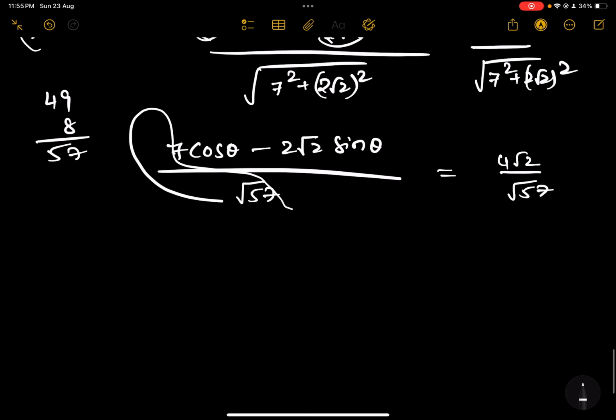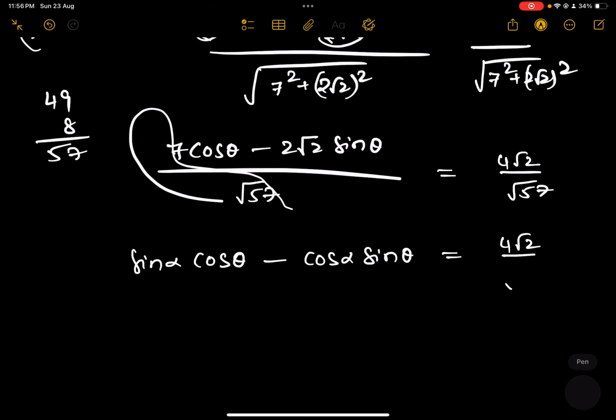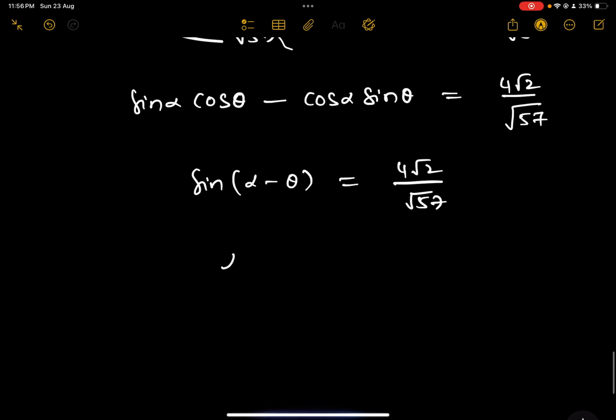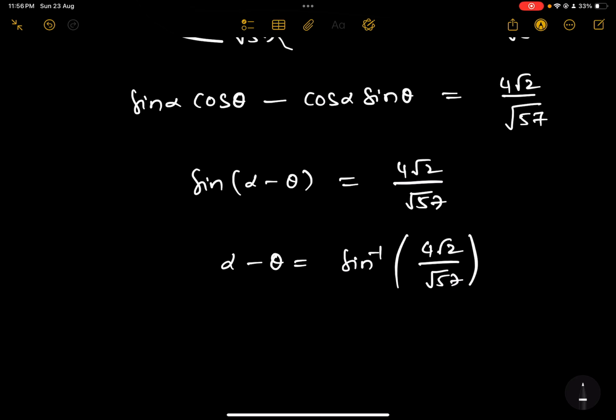So now this looks something like sine alpha cos theta minus cos alpha sine theta is equals to 4 root 2 upon root 57. So this is simply sine of alpha minus theta is equals to 4 root 2 upon root 57. So alpha minus theta is equals to sine inverse of 4 root 2 upon root 57. So theta is equals to alpha minus sine inverse of 4 root 2 upon root 57.